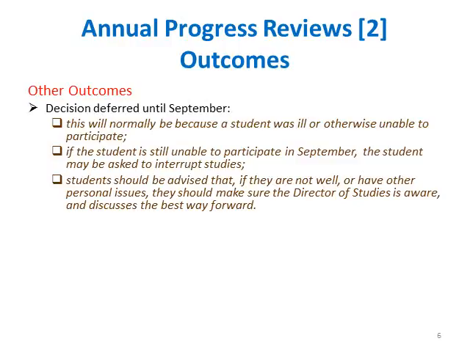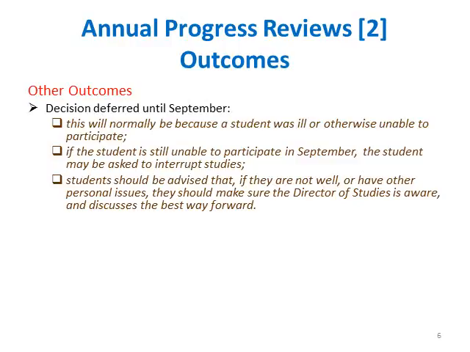Now, this slide completes the discussion of outcomes of these reviews by talking about the other outcomes which are possible. The other outcome is decision deferred, and this is sometimes used in July to defer a decision until September. Normally this is because the student was unable to participate because, for example, they were ill or had other personal circumstances. In this case, the September will be treated as the first submission rather than a resubmission.